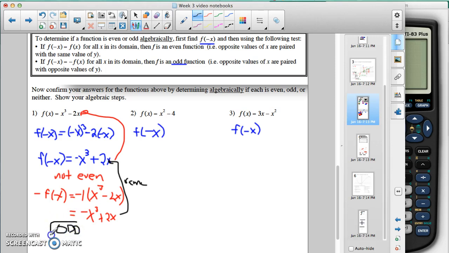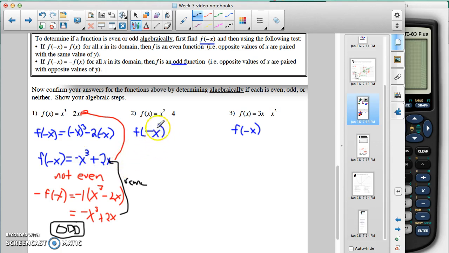So if we get a function that's exactly the same as the function, it's even, so it's not even, but if we get the same as negative 1 times the function, which is what we did, then it's going to be odd. If these two don't come out to be the same as the one with the negative x, then it's going to be neither.